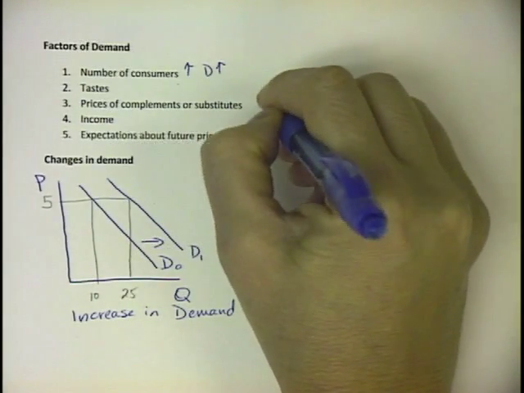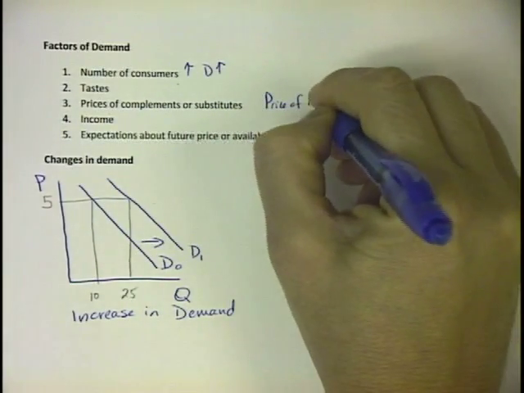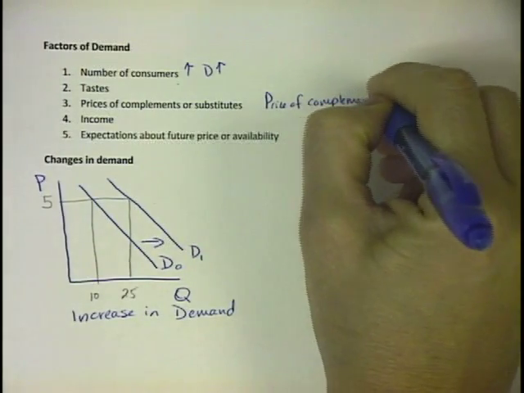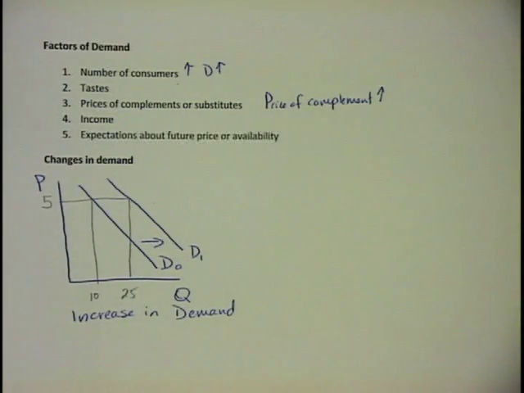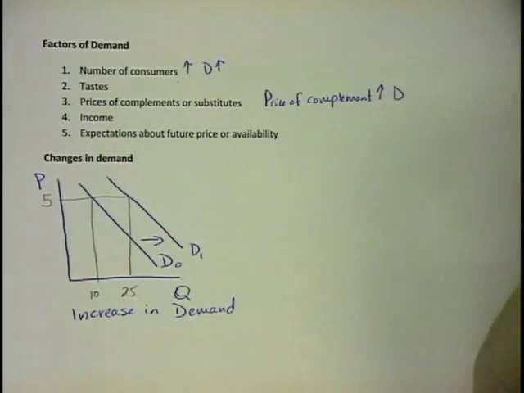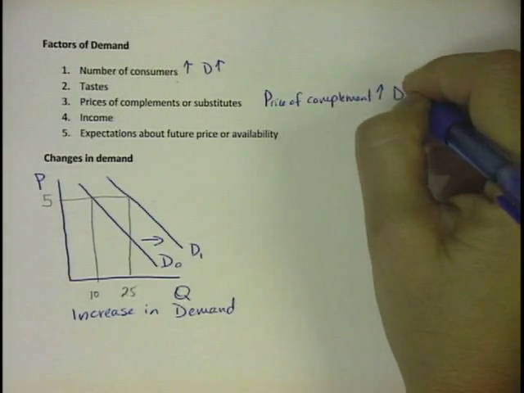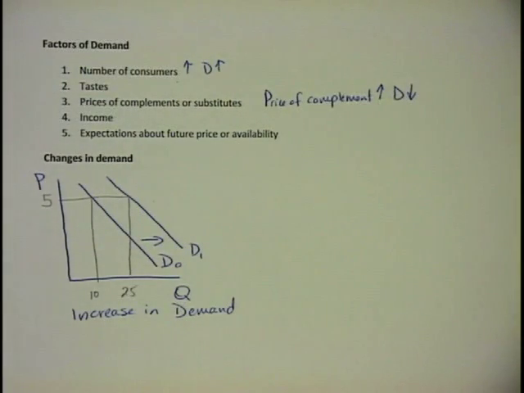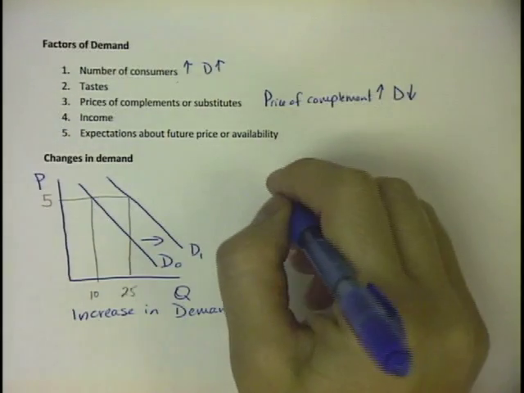So if the price of a complement increases, let's say we're talking about chips and salsa. I think in terms of food a lot. So if we talk about chips and salsa, if the price of chips goes up, so the price of the complement goes up, then the demand for the complement will go down. So if the price of chips goes up, I'm going to buy less salsa. We can think of it in terms of hot dogs and hot dog buns. If the price of hot dogs goes up, I'm going to buy fewer hot dog buns.